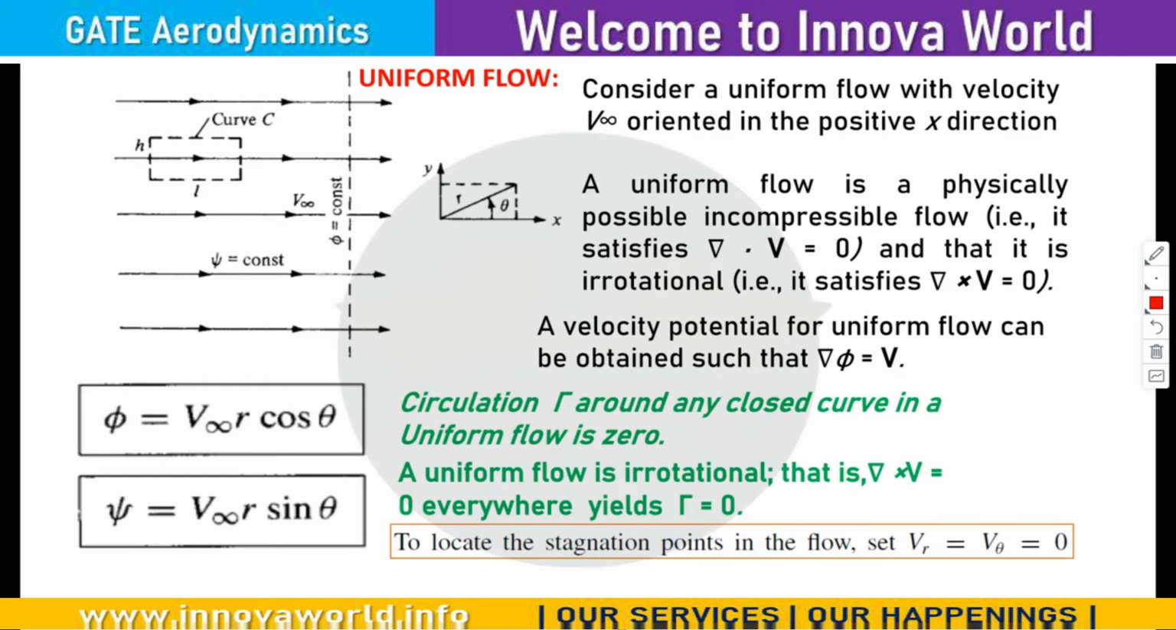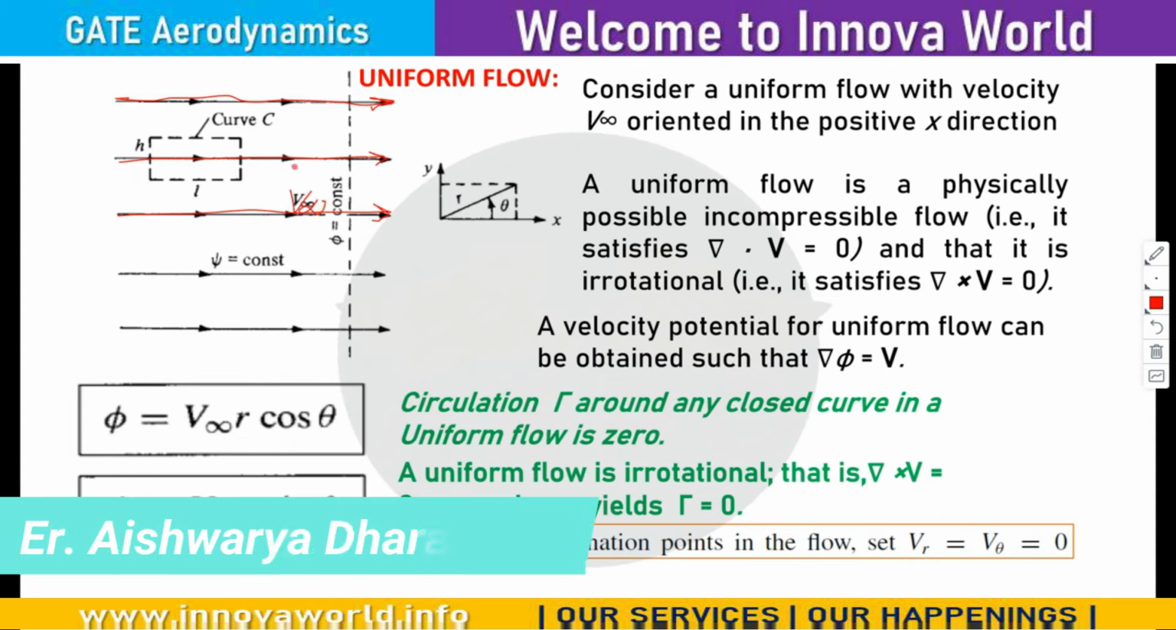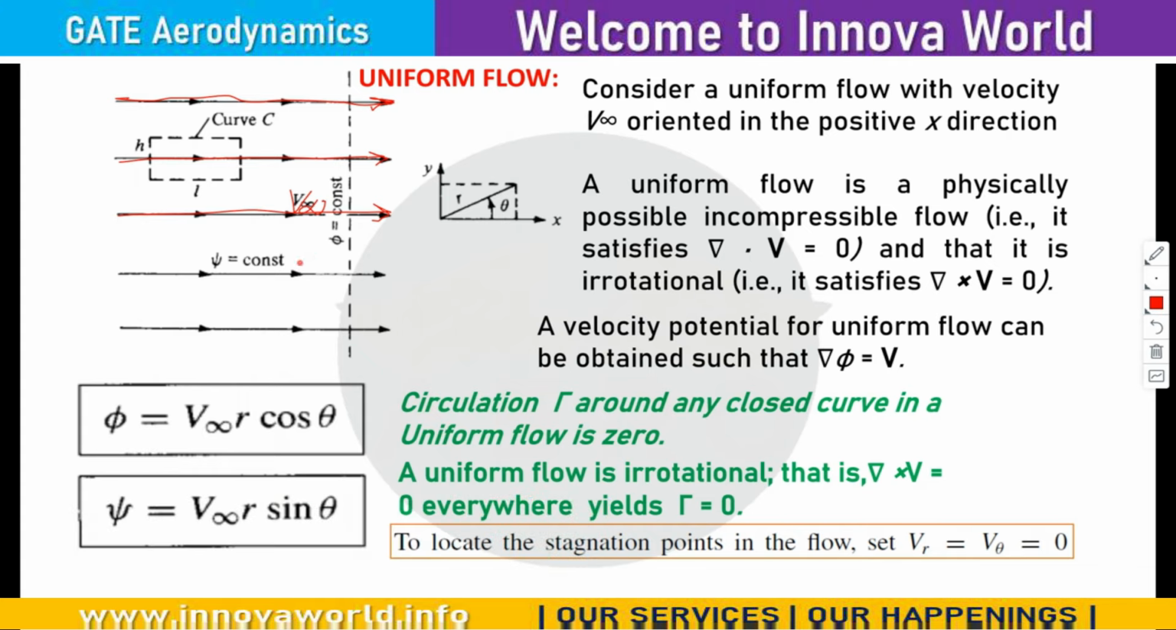Uniform flow. When I talk about uniform flow, it has to be a flow. Here in this figure it shows that the flow is moving horizontally from one point to another point, considering the free stream velocity is V infinity. Now let's understand the basic definition of the uniform flow.